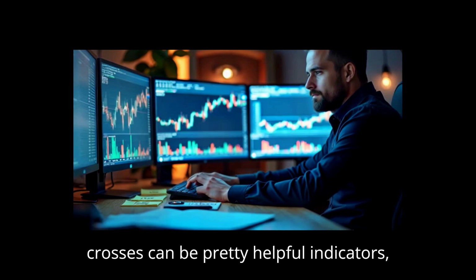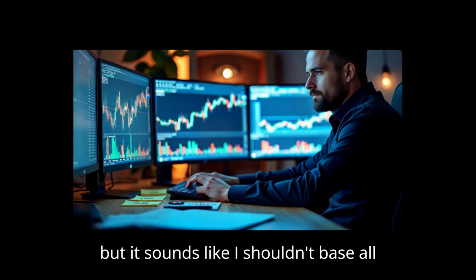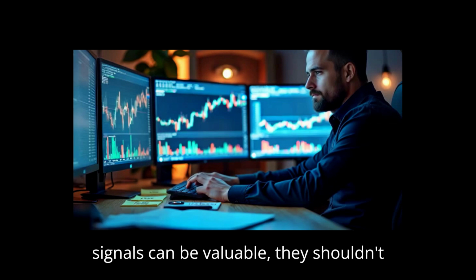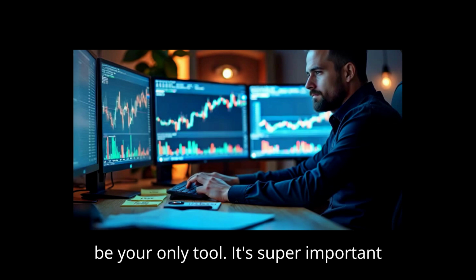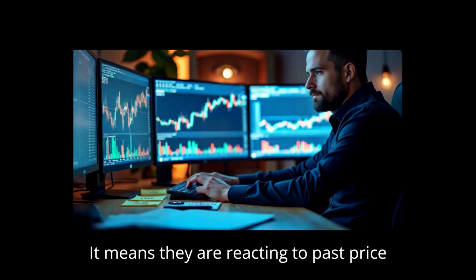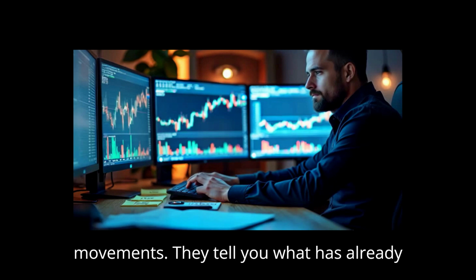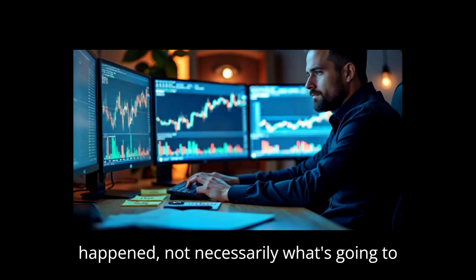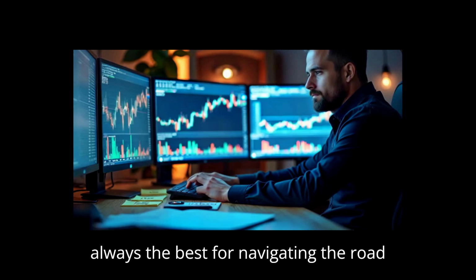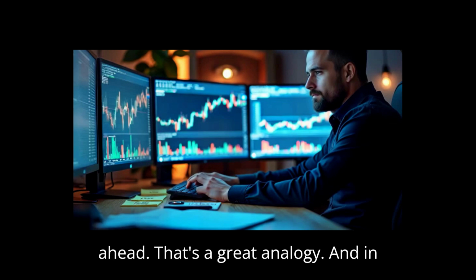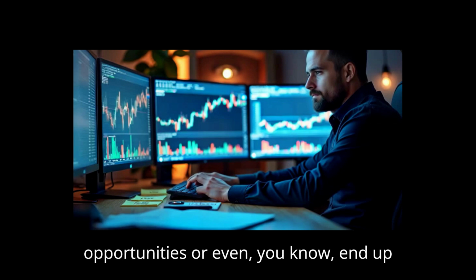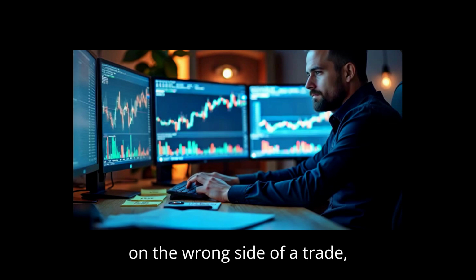Okay, so those crosses can be pretty helpful indicators, but it sounds like I shouldn't base all my trading decisions on just those, right? You are catching on quick. While those signals can be valuable, they shouldn't be your only tool. It's super important to remember that they're lagging indicators. Lagging, what does that mean? It means they are reacting to past price movements. They tell you what has already happened, not necessarily what's going to happen next. So they're like looking in the rearview mirror. Not always the best for navigating the road ahead. That's a great analogy. And in fast-moving markets, that lag can be really significant. You could miss out on opportunities or even end up on the wrong side of a trade.